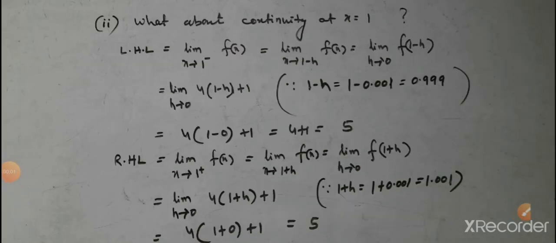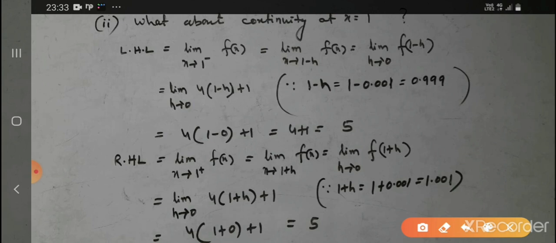Next we discuss the second part of the question, that is what about continuity at x equal to 1. So at x equal to 1, the function is continuous or not. Then again we will go to the same situation, that is we have to find the left hand limit, the right hand limit, and the function value. If these three values are equal, then it is continuous. So at 1 we have to test.